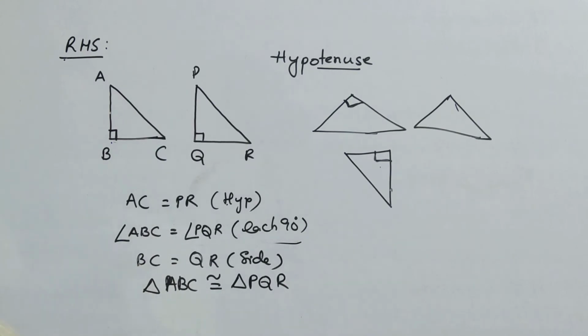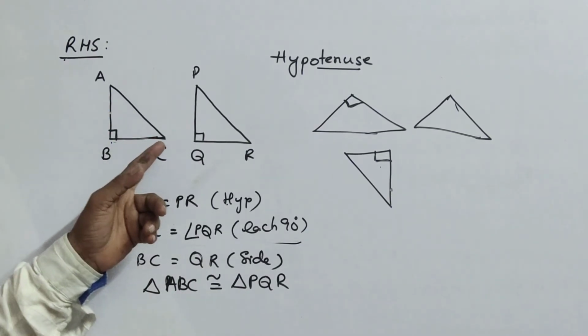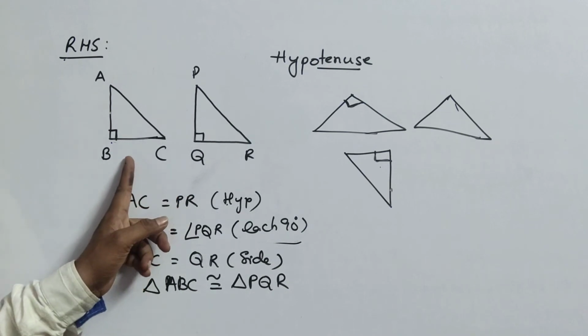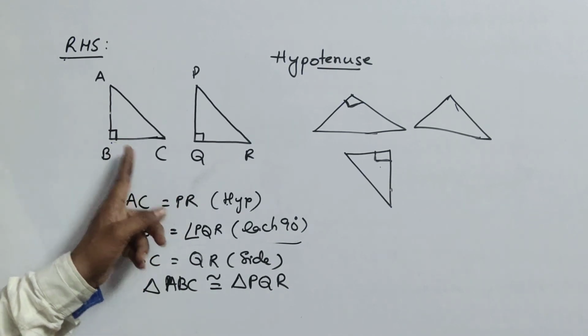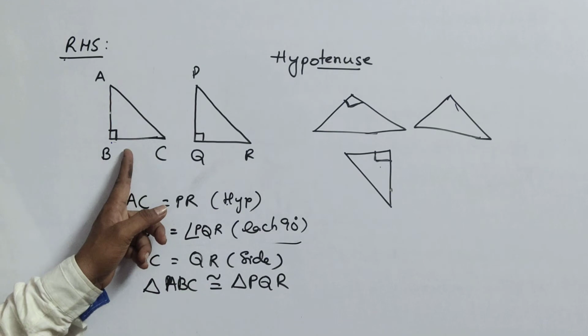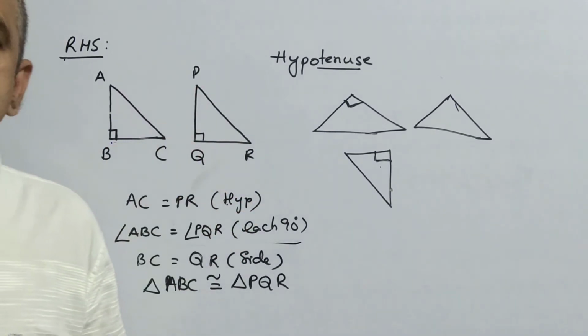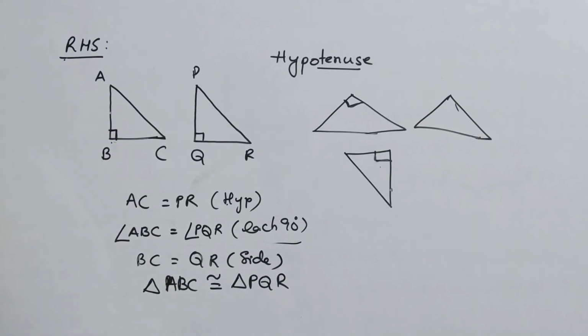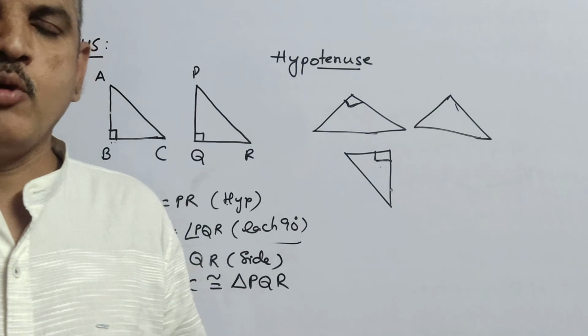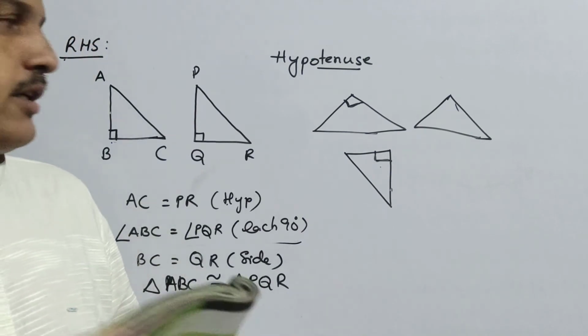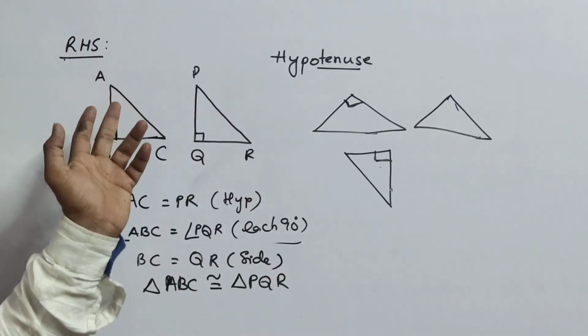Now the definition: if under correspondence the hypotenuse and one side of a right angle triangle are respectively equal to the hypotenuse and one side of another right angle triangle, then the two triangles are said to be congruent. Okay children, is it clear about the RHS property?